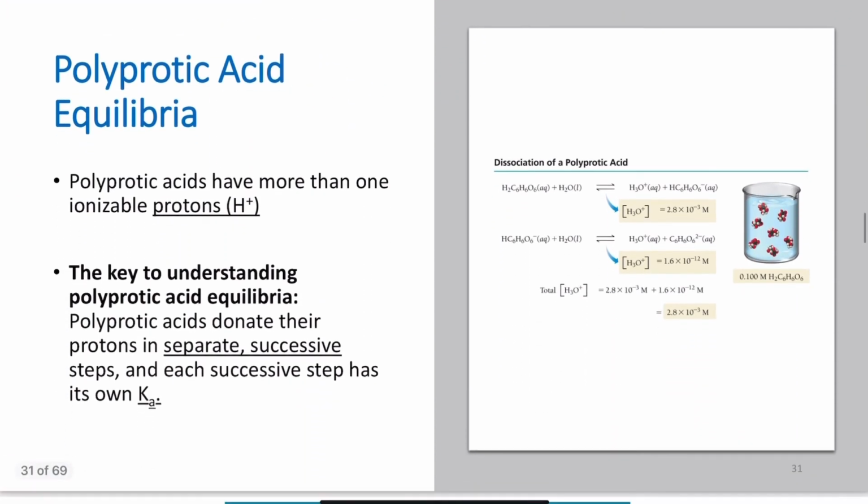We also have polyprotic equilibria. Polyprotics are where you have more than one ionizable proton. We saw this with H2CO3, carbonic acid. We see this with phosphoric acid. We see this with sulfuric acid.